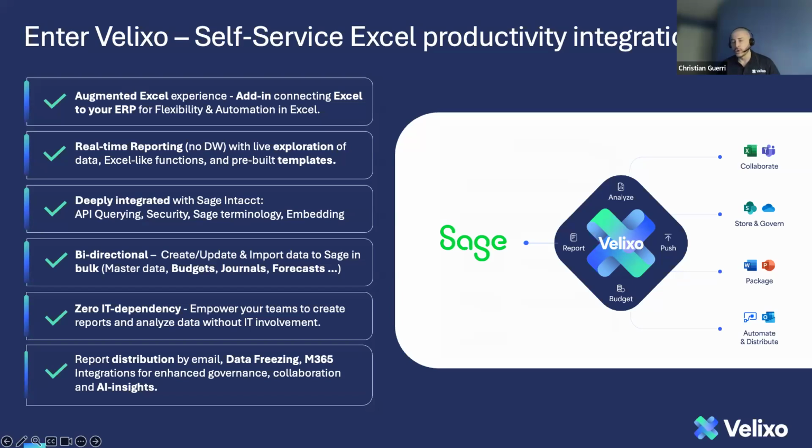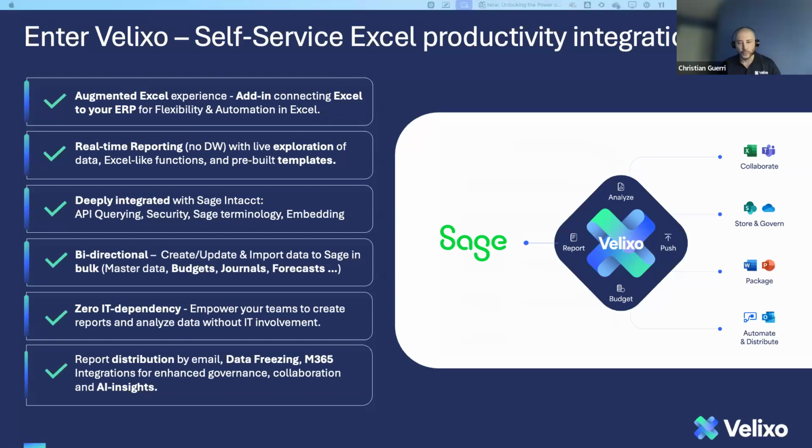As Bulin mentioned earlier on, we're fully bi-directional, which means you can bring data and push data back into Sage Intacct. And what happens with ERP, sometimes you need to knock on the door of your IT team to get support to help you build those reports. The good thing with Velixo, because it's an environment that you're already very comfortable with, which is Excel, it will be very easy for you to create those reports. And we'll highlight some other features during the demo.